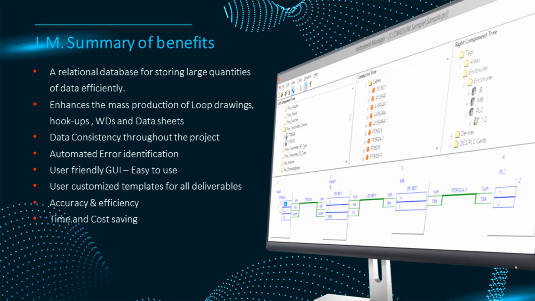To recap, Instrument Manager provides you with the following features and benefits: a relational database with single source component data, giving a higher level of accuracy and less chance of error or rework. Highly productive and accurate mass production of loop diagrams, datasheets, hookups and wiring diagrams. Automated error checks, user and event logging, and data test highlighting, which all reduce the chance of errors in your project.